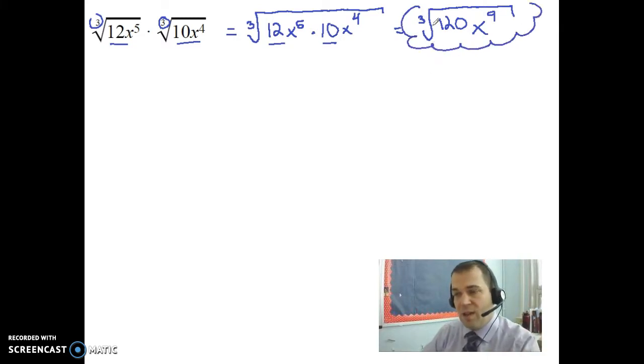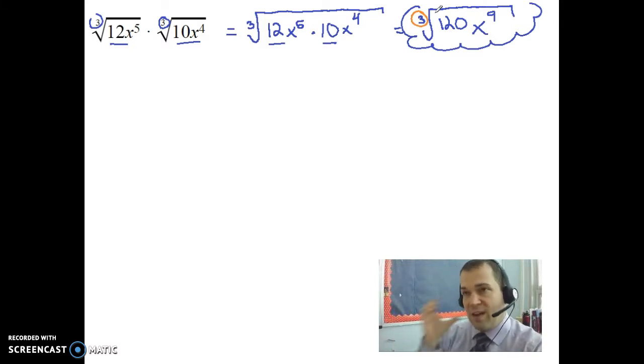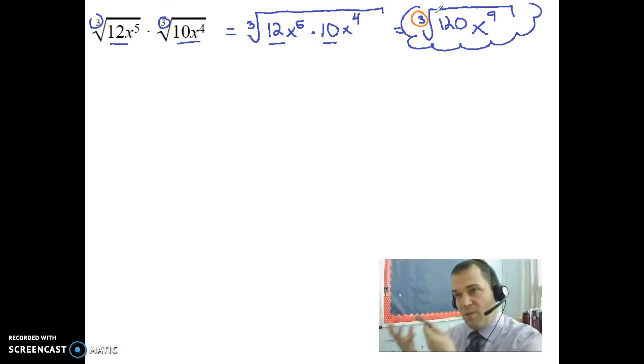And from this, we're going to take the same steps we took in the previous examples where we'll simplify this. We're keeping in mind that this index indicates to us that we're trying to find what multiplies by itself 3 times to give us 120 and x to the ninth, and that there's not an exact thing that multiplies by itself 3 times to land on the 120 or the x to the ninth. There'll be some stuff remaining inside of the radical.